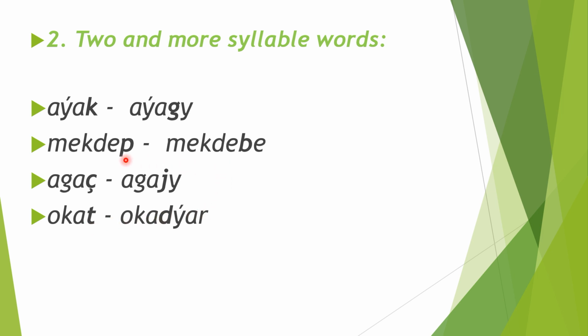And students, here we have b. I just want to remind you that when we have b in the middle or at the end of the word, we read it as a v. We don't say mektebe, we say mekteve. So again, students, as you can see here, we have letter transformation also in two and more syllable words.